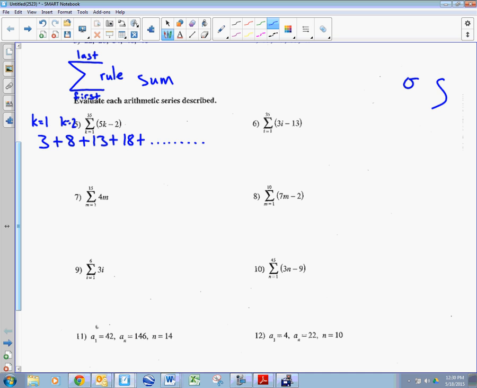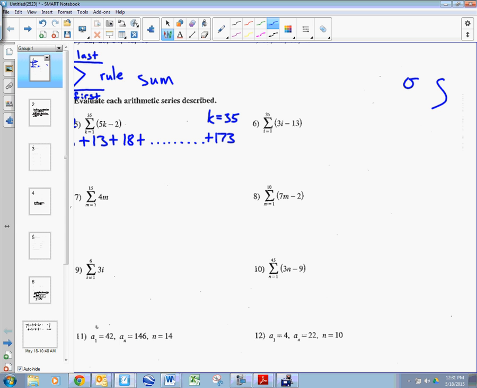Now, I don't actually do all 35, but what would the 35th term be? What would I do to get the 35th term? K equals 35, I would get 5 times 35 is 175, minus 2 is 173. Now, it would take a while to add all those up, wouldn't it? So can I show you something? All right. Flip your notes over to the next page.